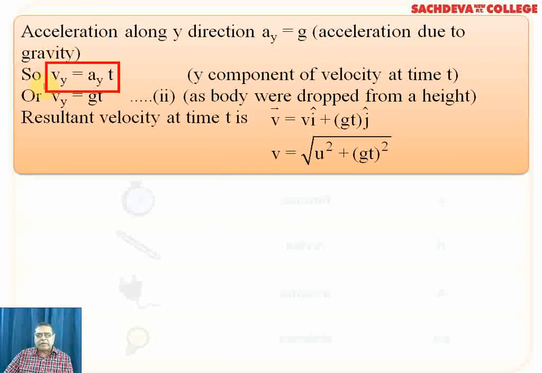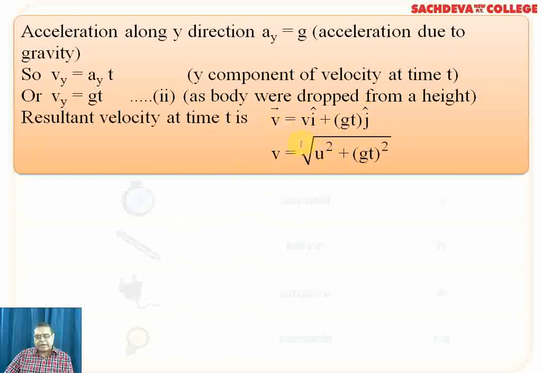So, the velocity along the y-axis is ay into t. That is the y component of velocity at time t, vy, that is velocity along the y-axis, which is gt. This is equation number 2. As the body is dropped from a height, the resultant velocity at time t is given in vector form, that is v is equal to u i cap plus gt into j cap.